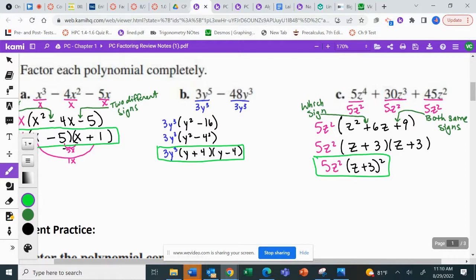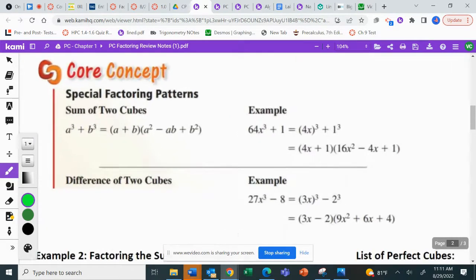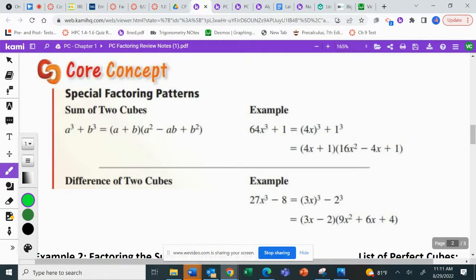There's some student practice. I'm not going to put the student practice in this video because I want to make the video short. So I'm going to move on to sum of cubes or difference of cubes. So if you don't know those and you're working on your own, please pay attention now. And then you can go back to doing your own stuff at your own pace.